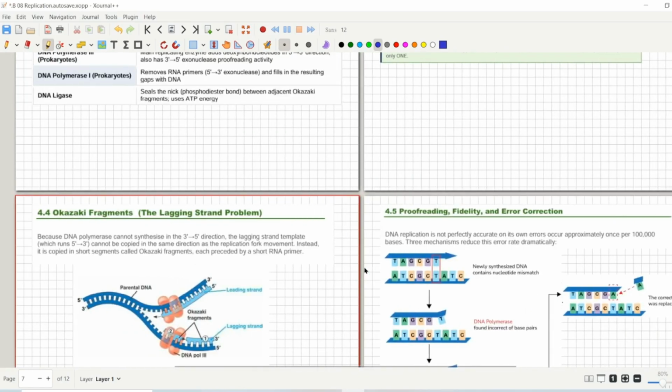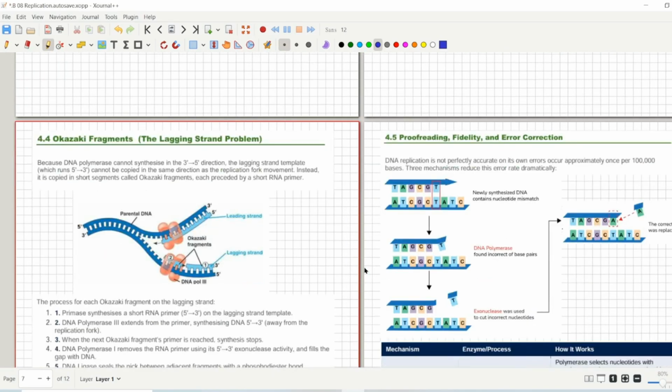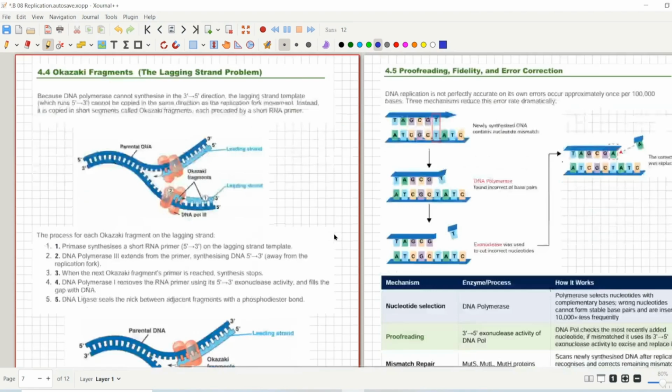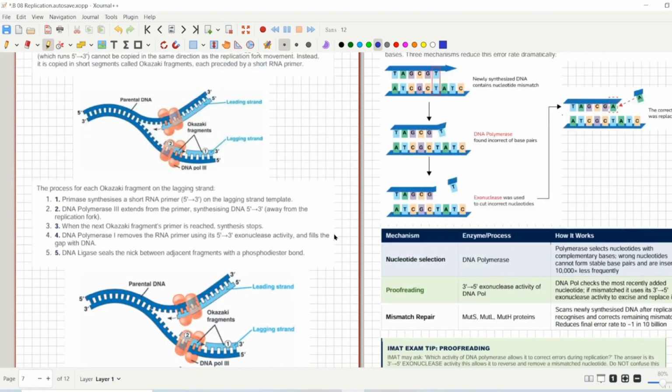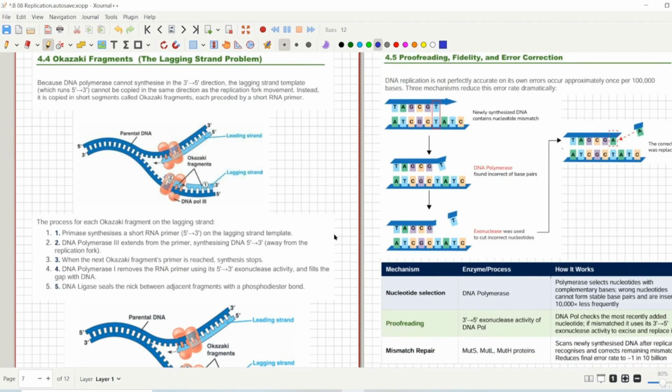Let's move on to the next topic, that is the Okazaki fragments, the lagging strand problem. Because DNA polymerase cannot synthesize in the direction of 3' to 5' end on the lagging strand template, it will move from 5' to 3' end, right? So it will have different segments, these small fragments, Okazaki fragments. The process is, first of all, the primase will synthesize a short RNA primer on the lagging strand. The next is DNA polymerase will extend the primer from 5' to 3', that would be away from the replication fork, right?